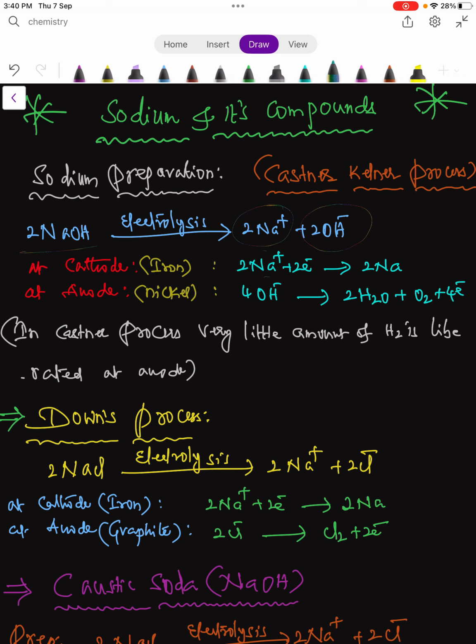So this is nothing but reduction. Reduction is taking place at the cathode. And at the anode, oxidation takes place: 4OH minus is converted to 2H2O, O2 and 4 electrons. In the Kastner-Kellner process, a very little amount of hydrogen is liberated at the anode.